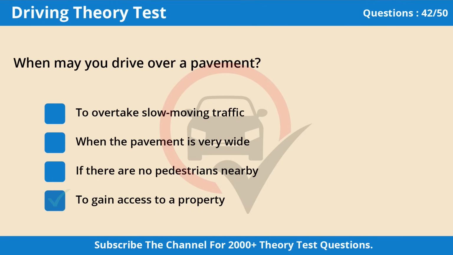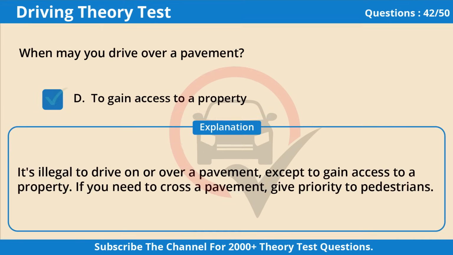D. To gain access to a property. It's illegal to drive on or over a pavement, except to gain access to a property. If you need to cross a pavement, give priority to pedestrians.